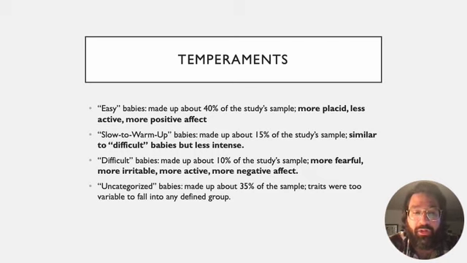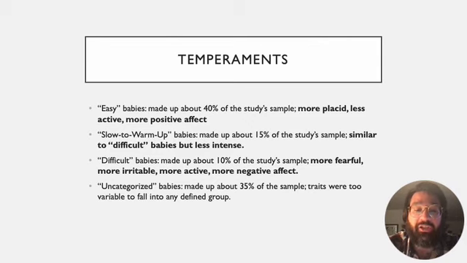And finally, you had what they would call difficult babies, which was about 10%. So a relatively small number of the babies were difficult babies. And these were babies that were more fearful, more irritable, more reactive, more negative affect, right? So maybe more crying, more of what we call colic, okay?